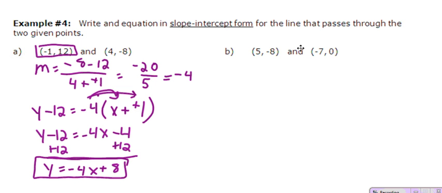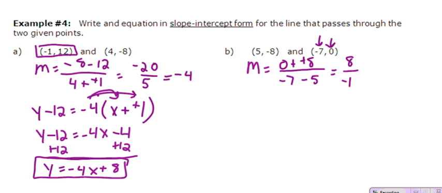So example B, same idea. Here, I need to get my slope first. So y2 minus y1, 0 minus negative 8, x2 minus x1, negative 7 minus 5. Minus negative 8 makes plus. 0 plus 8 is 8. Negative 7 minus 5 is negative 12.